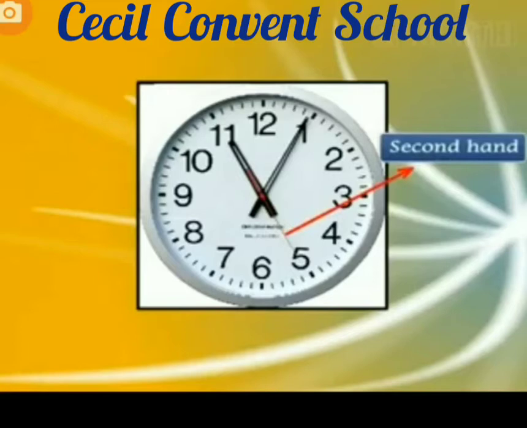Now, students, we talk about how to write time. But before that, we discuss some important points. As I already told you, 1 hour is equal to 60 minutes. 1 minute is equal to 60 seconds. Clear? Now we talk about more things.